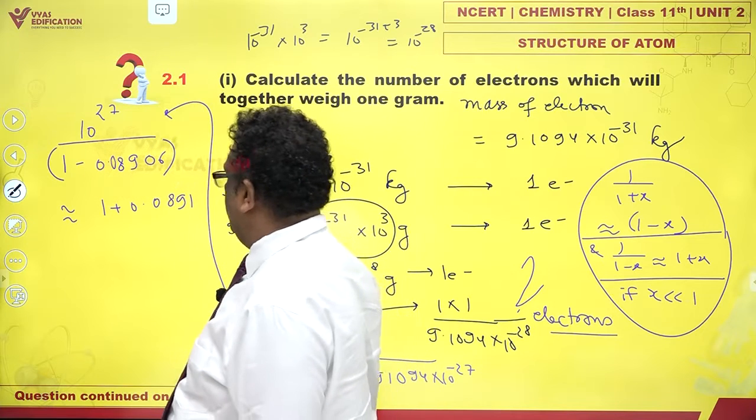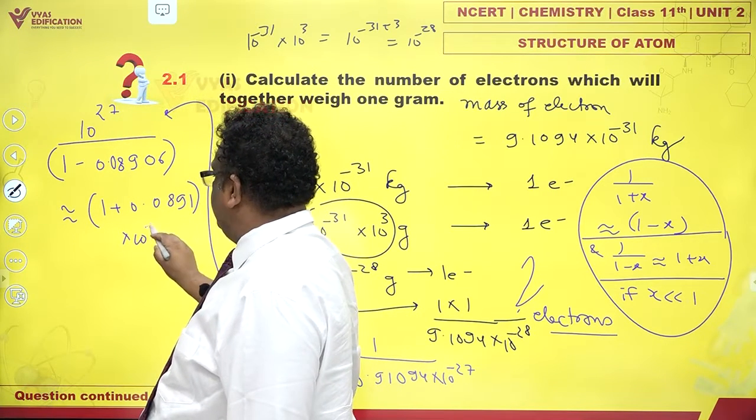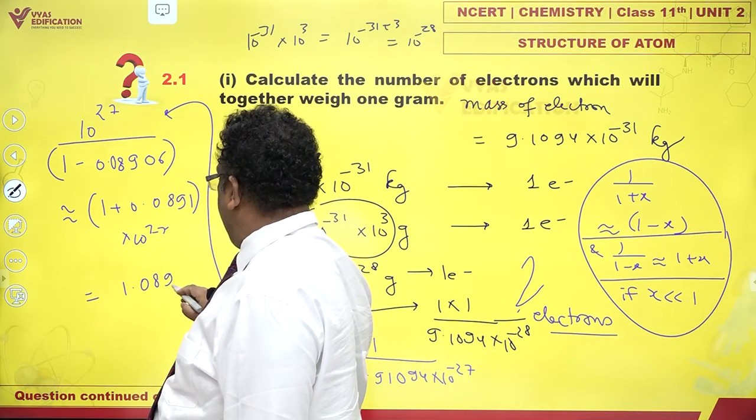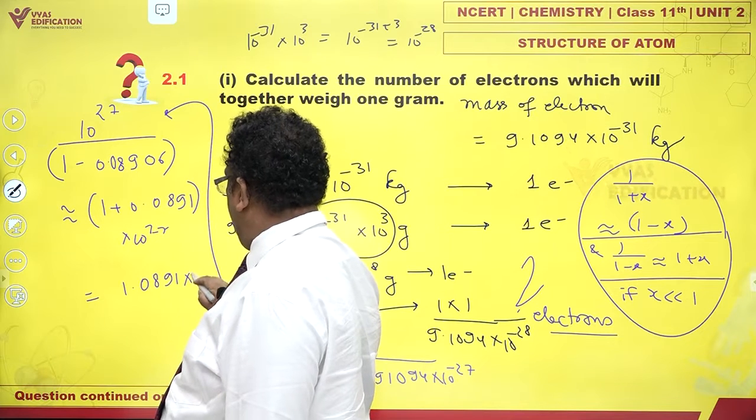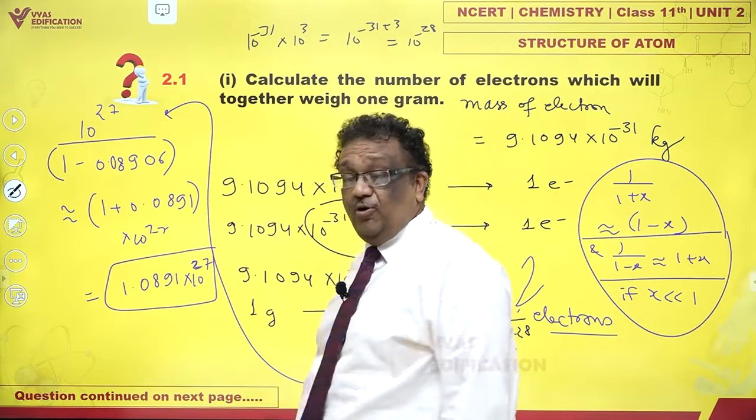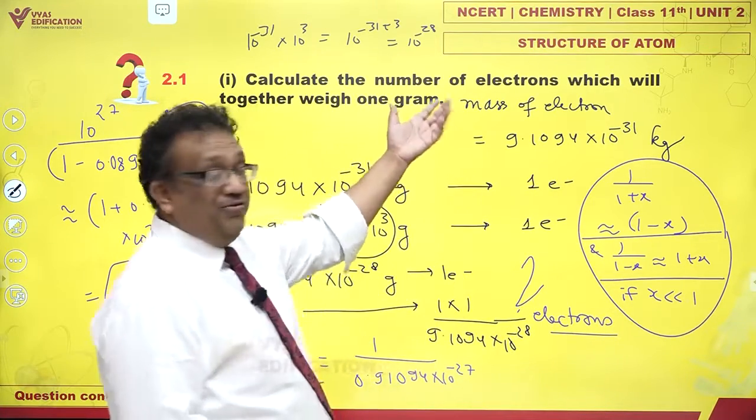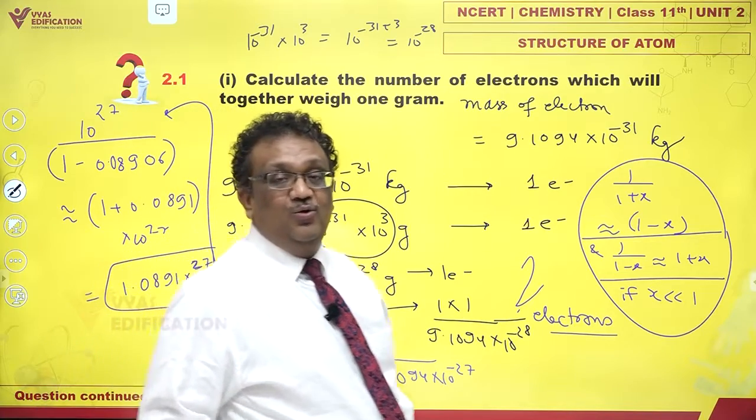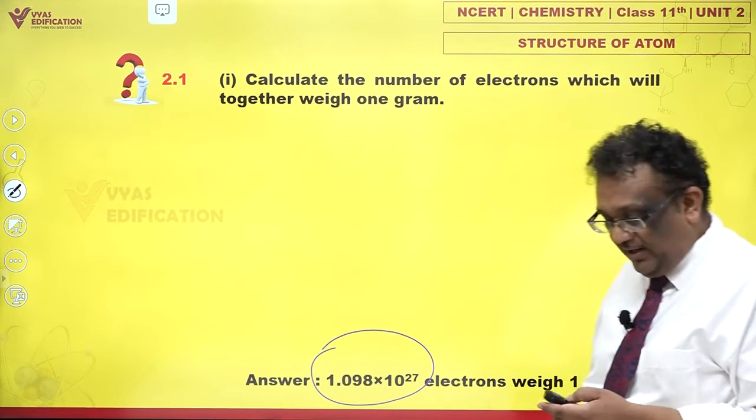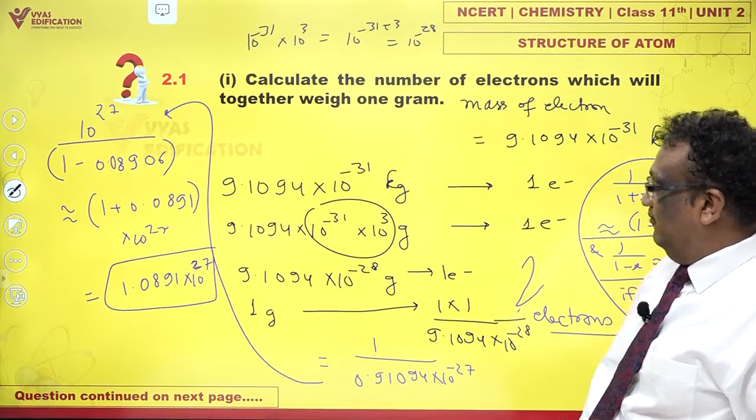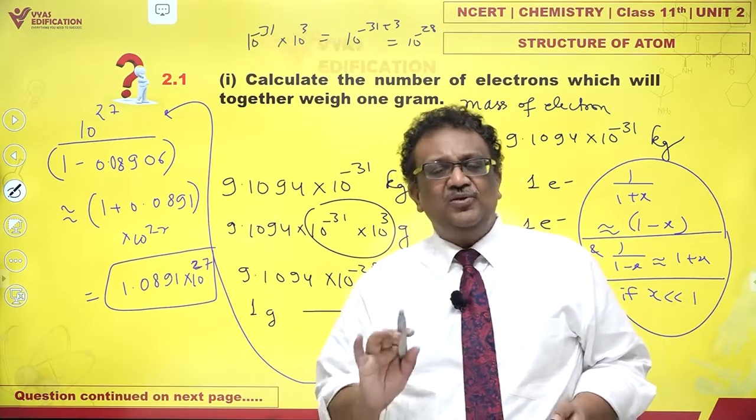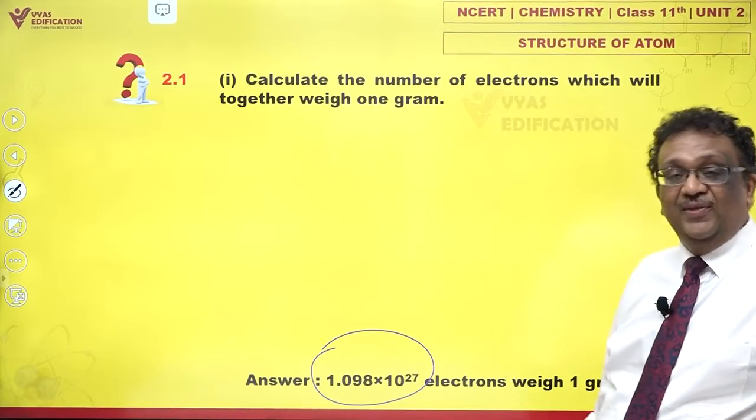906 can be approximated as 1 into 10 raised to 27, which is 1.0891 into 10 raised to 27 plus 27. So many electrons must be present in 1 gram. I've done this with calculation because usually calculation is the problem. Let's check the accurate answer. 1.098 is the calculator answer, and 1.089, very close we have got, into 10 raised to 27. So I guess we have done a very good job even without using a calculator.